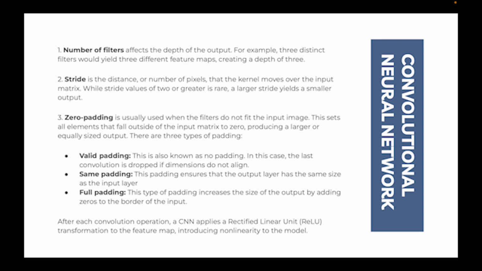And zero padding is usually done when the filters do not fit the input image, which sets all the elements that fall outside of the input matrix to 0, producing a larger or equally sized output. There are 3 types of padding: valid padding, same padding, and full padding.